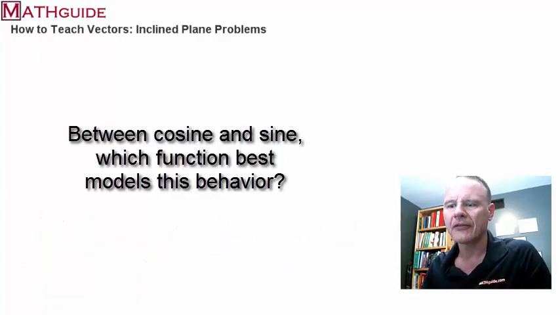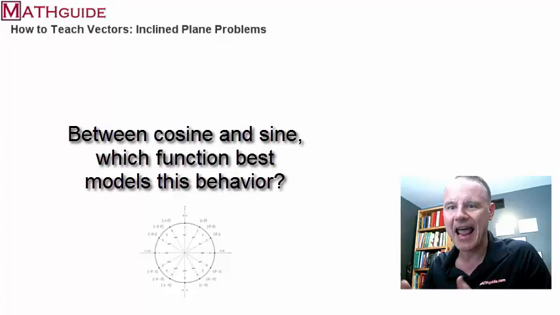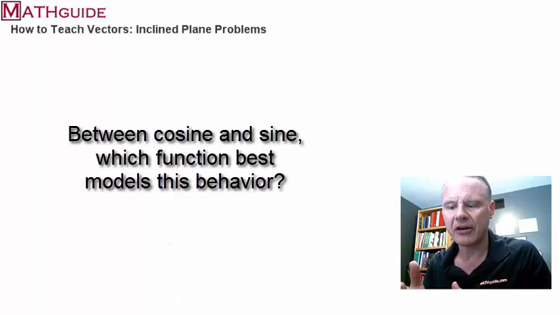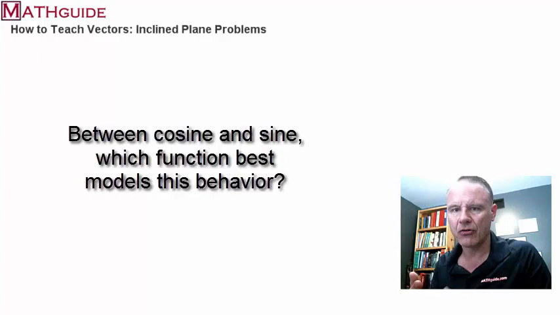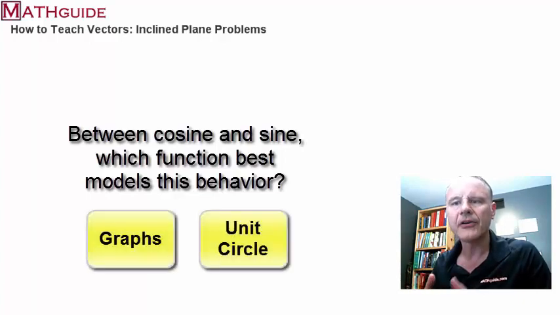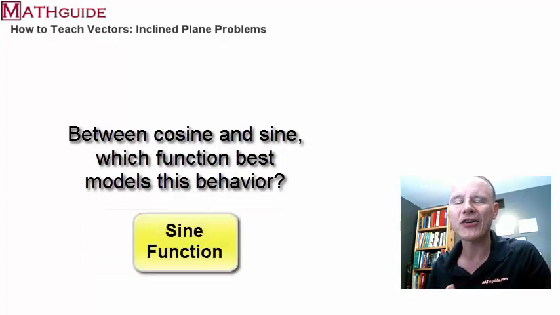If students understand the unit circle, they should have an understanding of what happens as that angle increases from 0 to 90 degrees or from 0 to pi over 2. So if students have an understanding of either graphs or the unit circle, they should be able to come to the conclusion, at least through the discussion of an entire class, that the sine function is the best choice for modeling purposes.